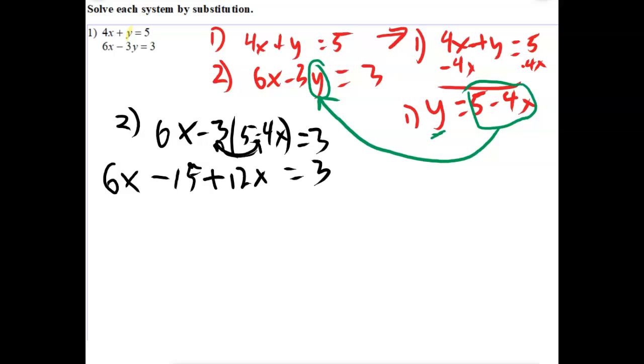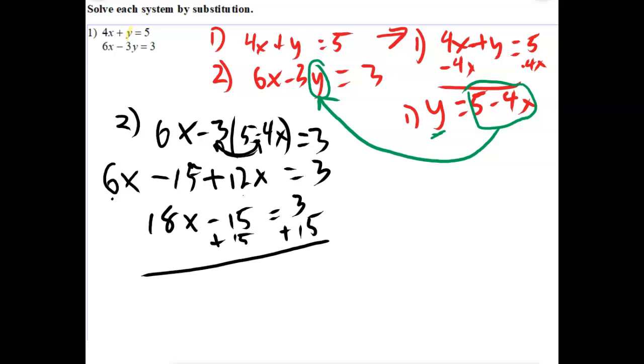Now I have to group like terms. When I have more than one x, I have to group like terms. I have a positive 6x and a positive 12x. I get 18x minus 15 equals 3. Add 15 to both sides. That comes out nice and convenient. 18x equals 18. It won't always be convenient, but in this problem it is. So I divide both sides by 18 to get x by itself, and I get x equals 1.